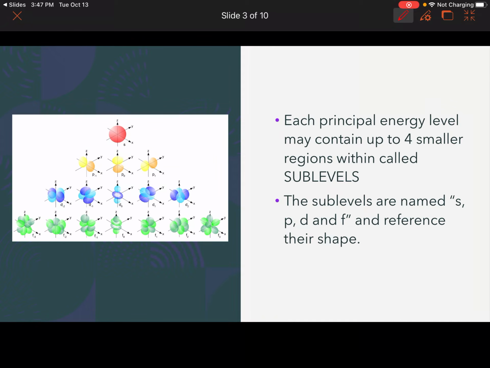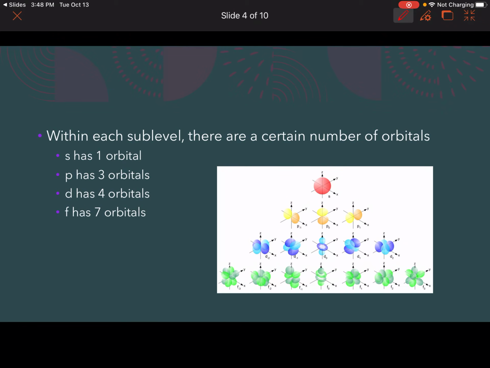If we look at this diagram, you don't need to copy this down, of course, but this would be our S, our P, our D, and our F. These are our sublevels, and this is what they look like, the shape. S, we've got this spherical shape. P, you've got these lobes. And then D and F, they start looking weird. Okay, so within each sublevel, there are a certain number of orbitals.